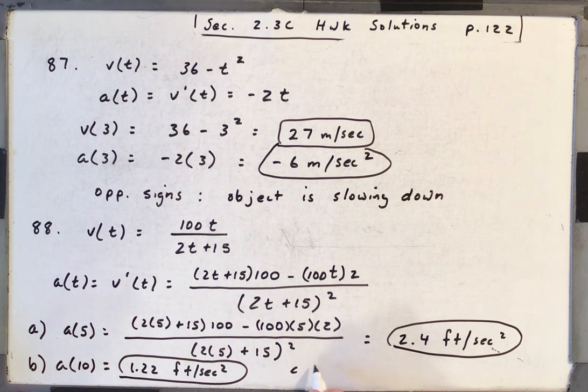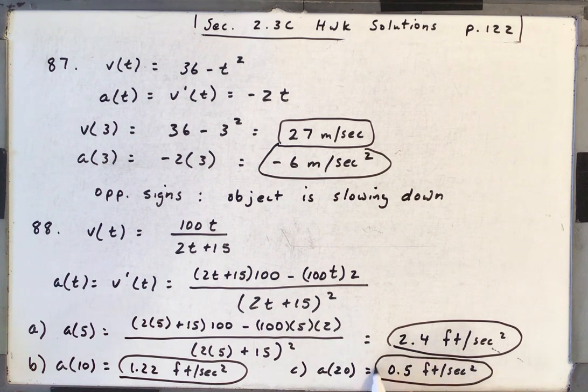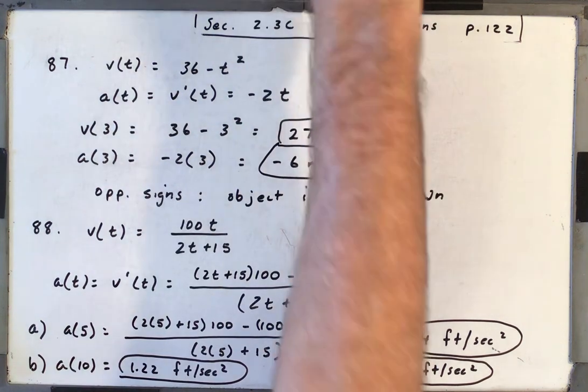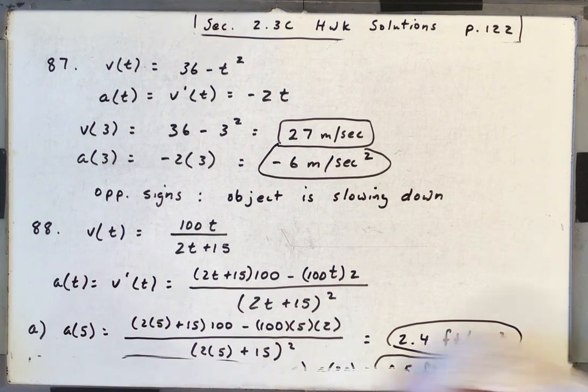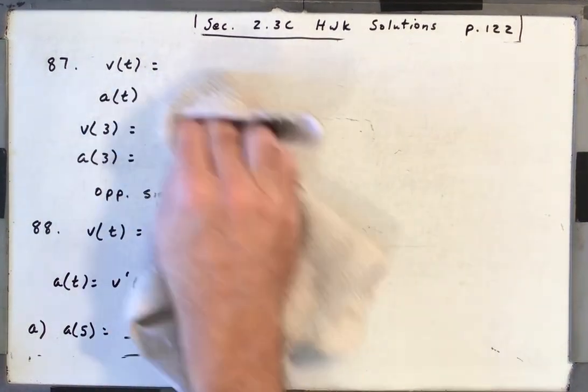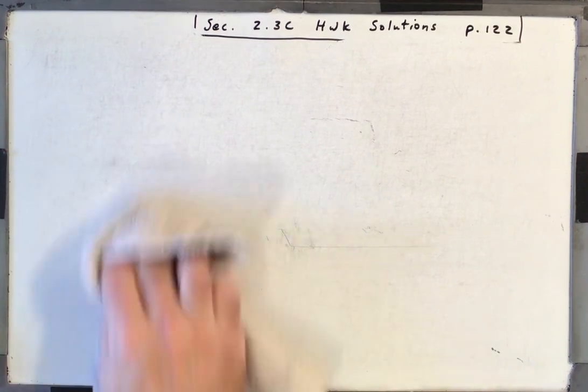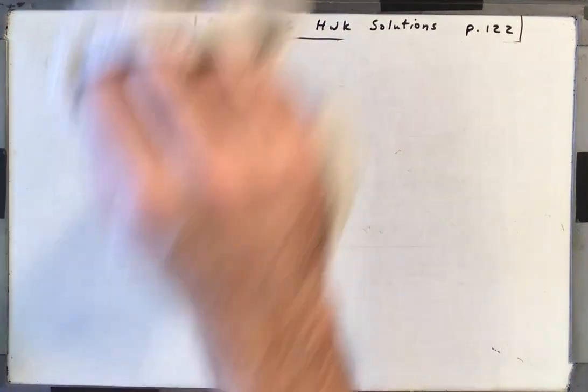And then part C is we're going to plug in 20. So A of 20, plug 20 into all that, and you should get 0.5 feet per second squared. So the acceleration is declining with time. All right, so that does it for 87 and 88. Let's do number 90, and we will be done with this assignment.